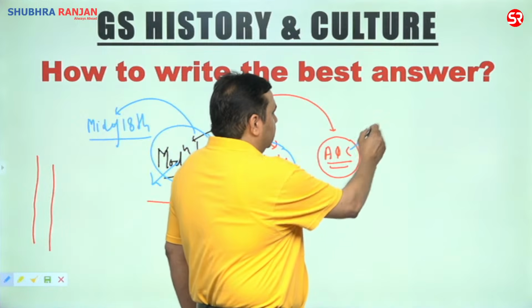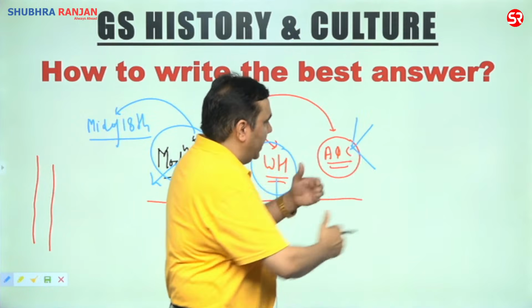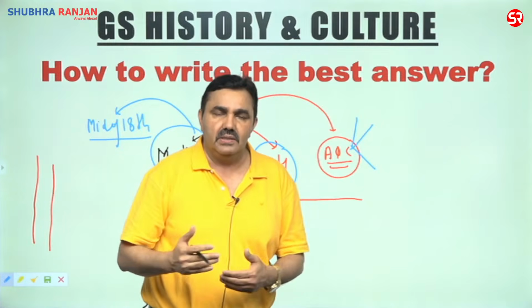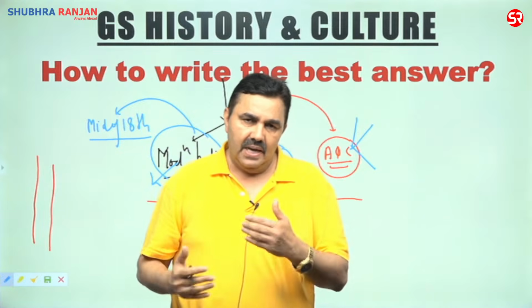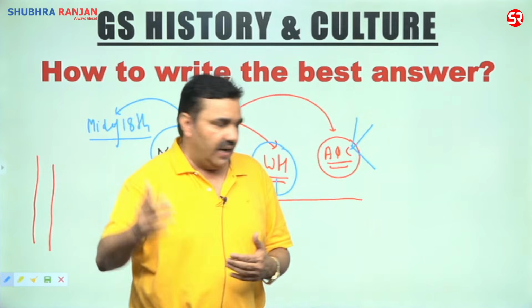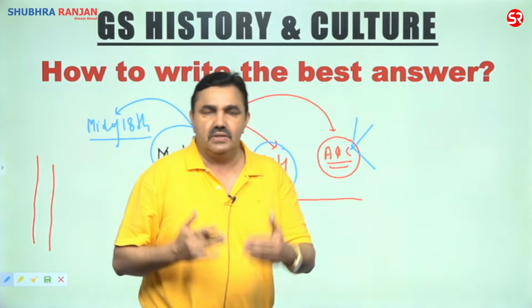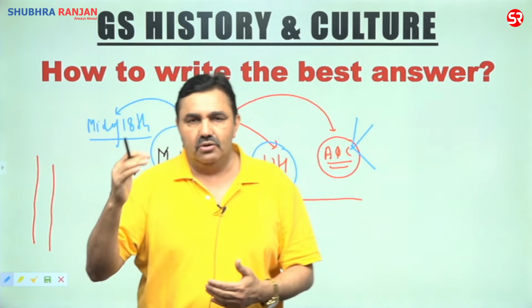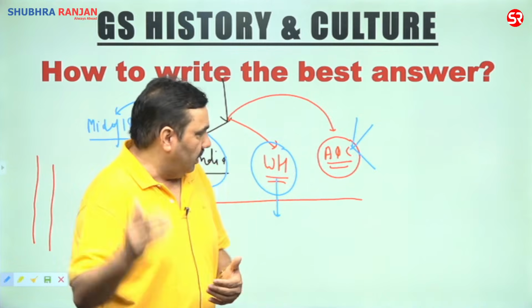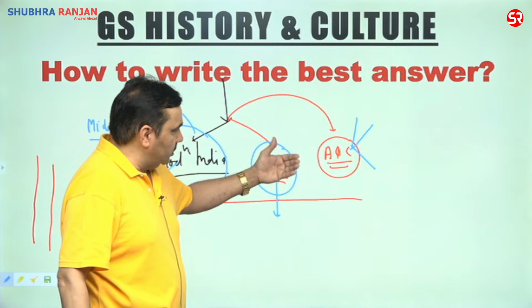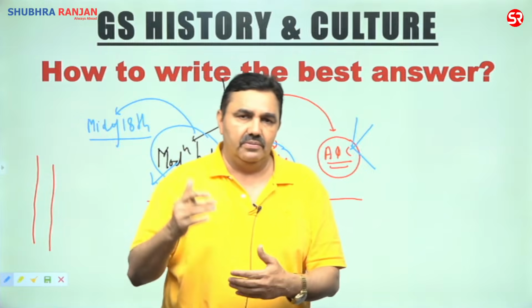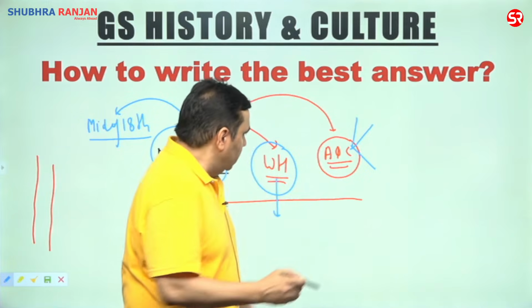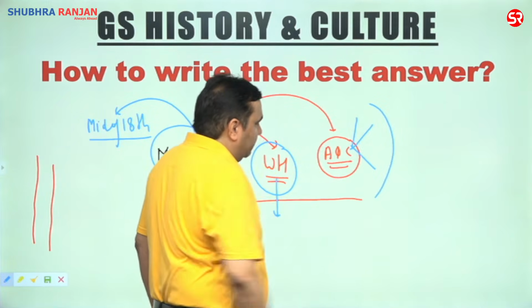In art and culture, dimensions are many. You may have questions from monuments, say temples, caves. You have stupas, palaces, forts, etc. You may have questions from music, dance. You may have questions from paintings. You may have questions from martial art, puppetry, all those kind of things. Questions also have been asked in art and culture from coinage. A question was asked a few years back about Gupta coinage. So you have to keep all these things in mind.